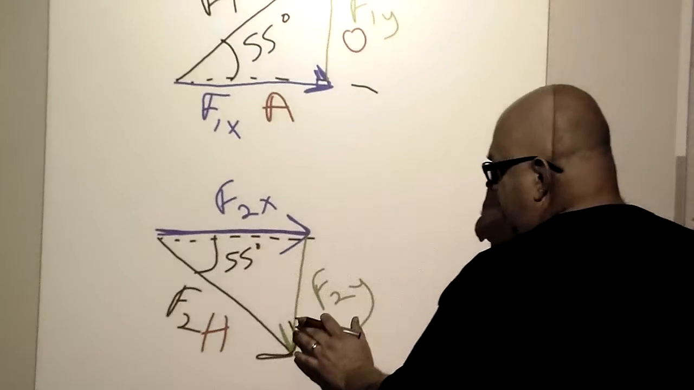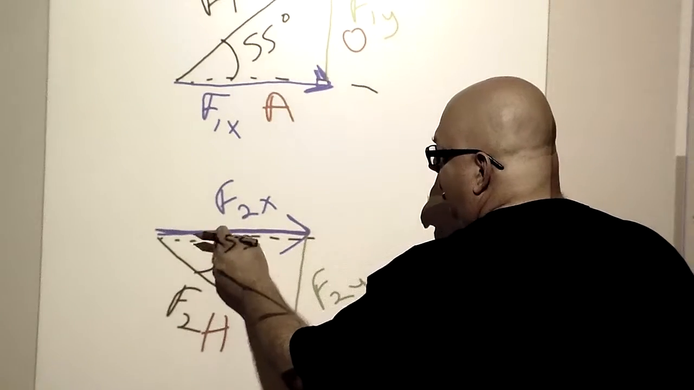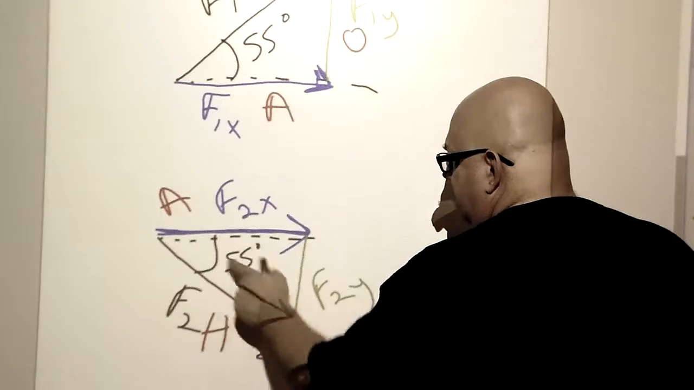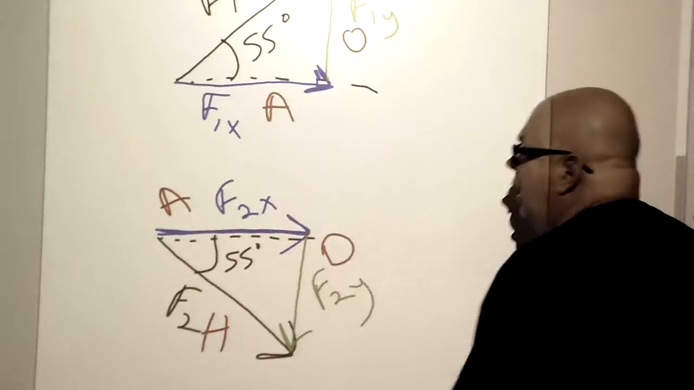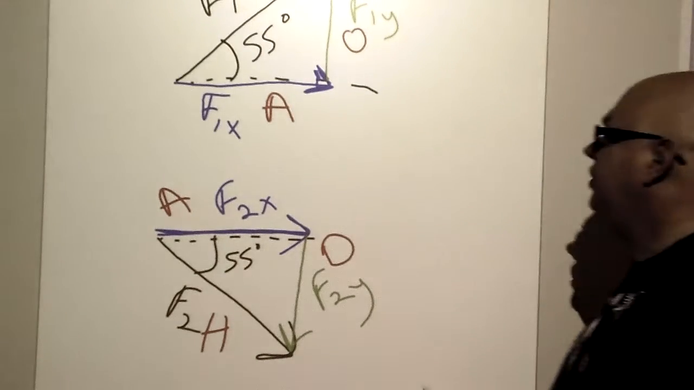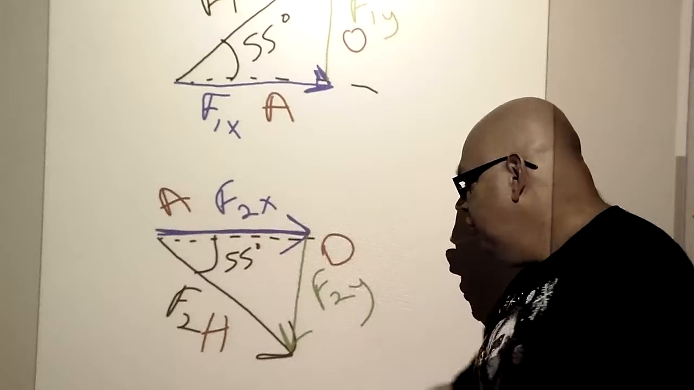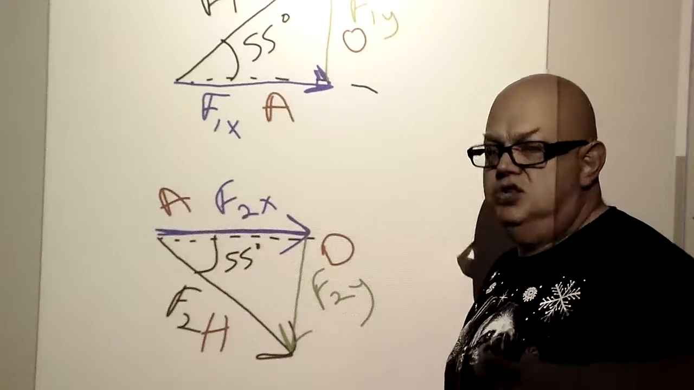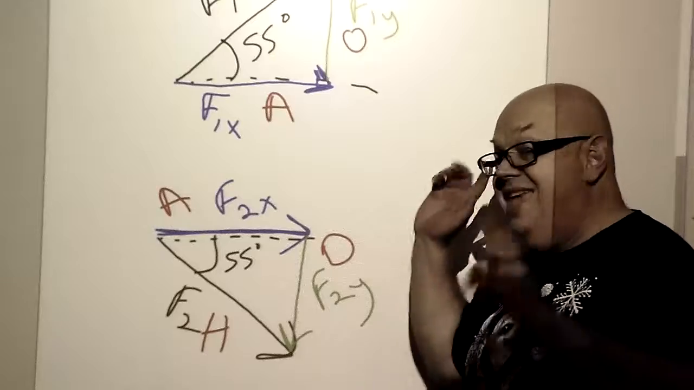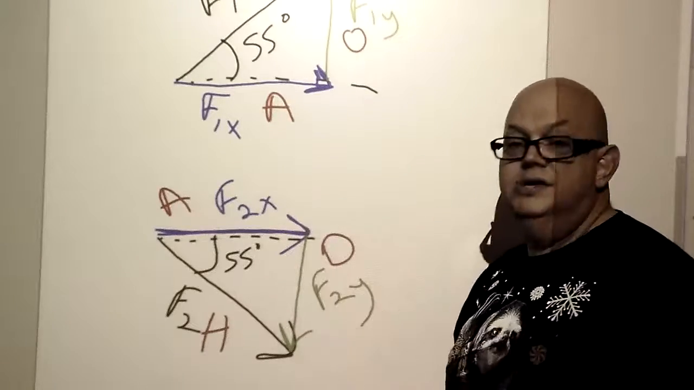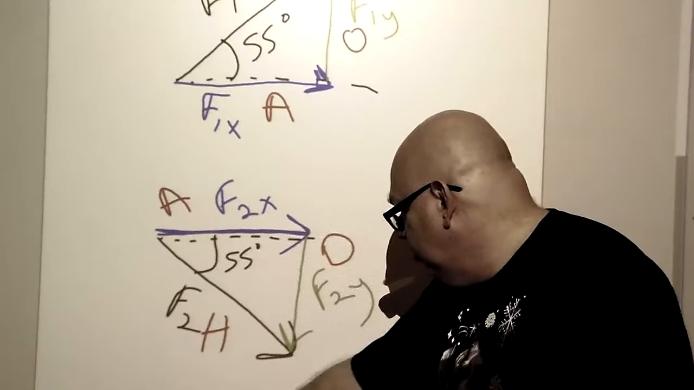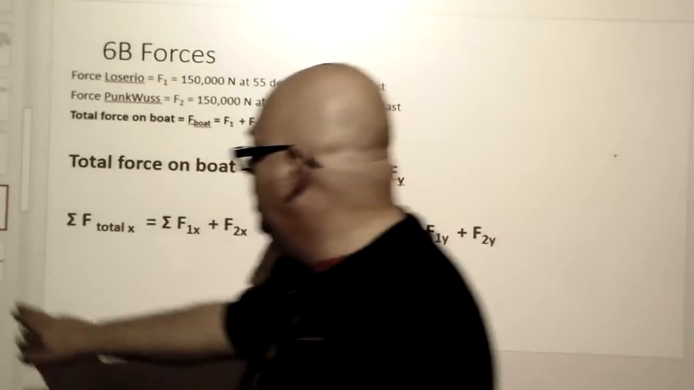When we come down here, we look at the angle here. This is going to be our adjacent, and this is going to be our opposite. So in both cases, our force in the x direction is adjacent to that 55-degree angle. The opposite component is our y component. Okay, I gotta move on here.